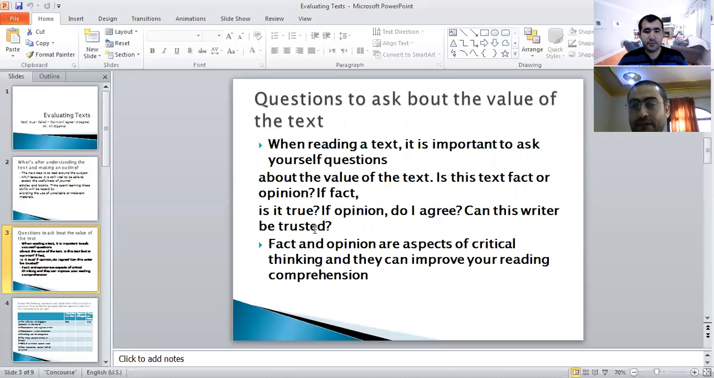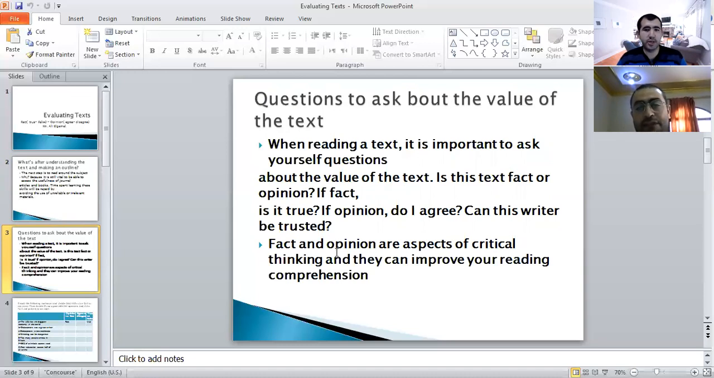If fact, is it true? If opinion, do you agree? Can this writer be trusted? Is this writer, for example, acknowledged by Cambridge or something else, or just an individual person who is not related to any institution?